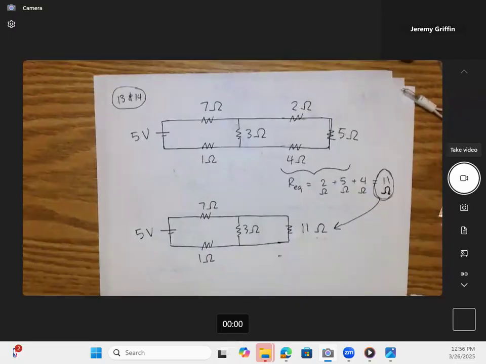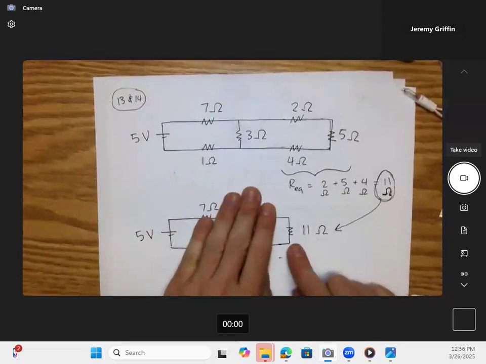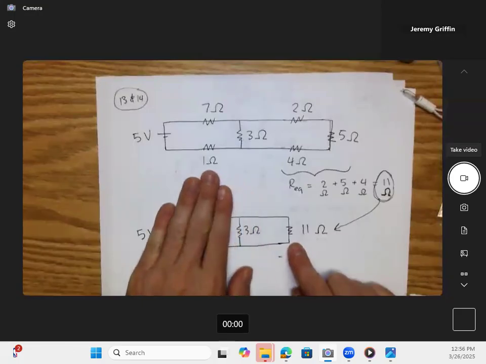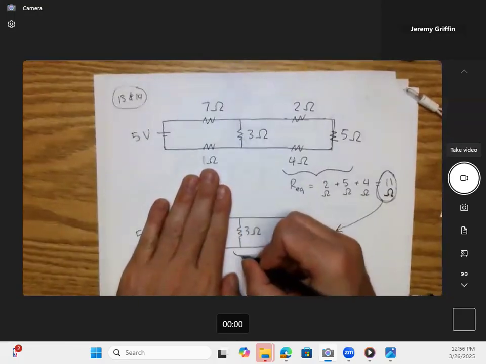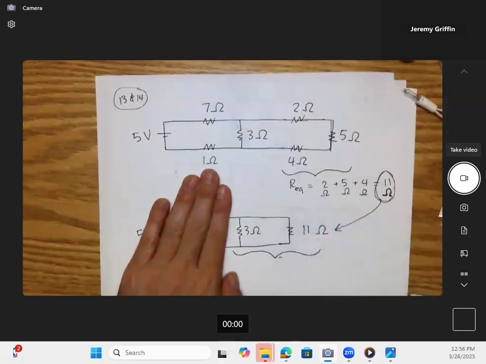All right, so now you got the equivalent circuit. Okay, so pick up from here, work back towards the voltage source. Now I'm going to run into this resistor. Now these resistors are in what with each other? Series or parallel? Parallel. Okay.